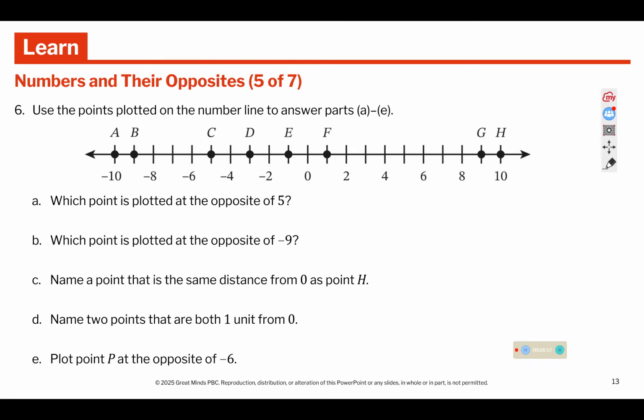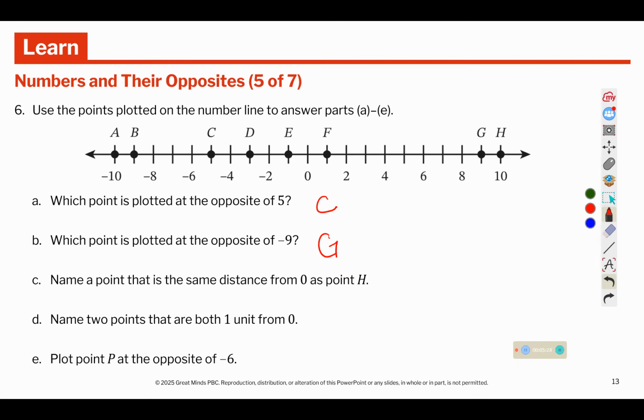Which point is plotted at the opposite of 5? The opposite of 5 is -5, which is C. 1, 2, 3, 4, 5. Which point is plotted at the opposite of -9? The opposite of -9 is +9. At +9 is the point G.